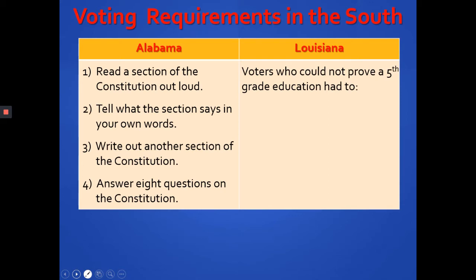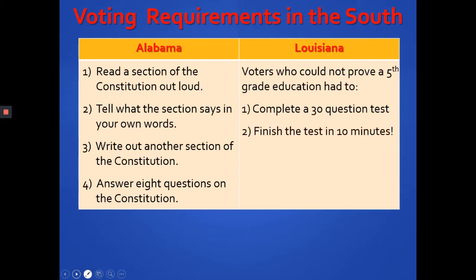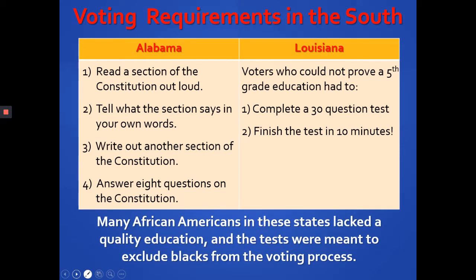In Louisiana, we see things like voters who couldn't prove a 5th grade education had to do the following things. You had to complete a 30-question test, and you had to finish that test in 10 minutes. Now, I don't know about you, but I have never done a test where I could answer 30 questions in 10 minutes. That is a crazy amount of time. And some of the other problems that we see are the way that these tests are put out. Tests like these were really horrible because African Americans, like I said earlier, just lacked access to a quality education, and that meant these tests excluded African Americans from voting.